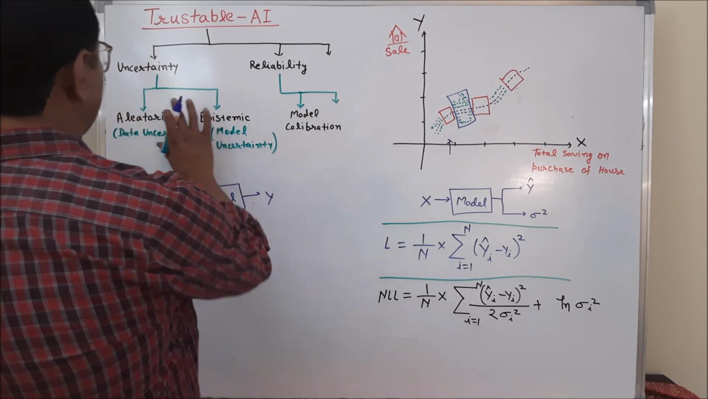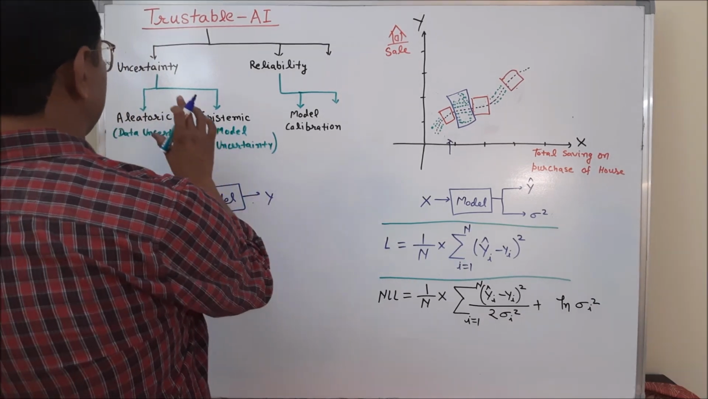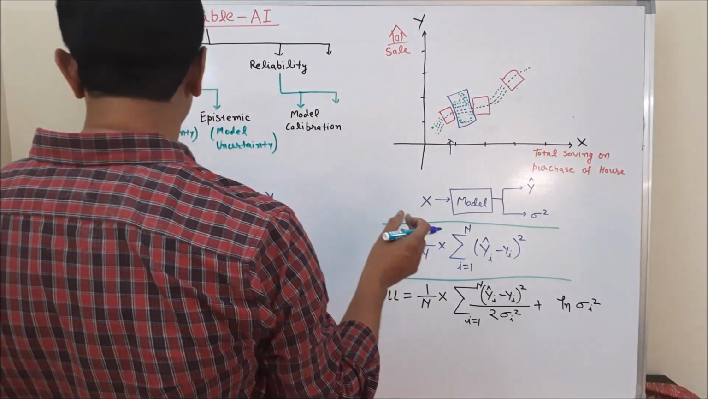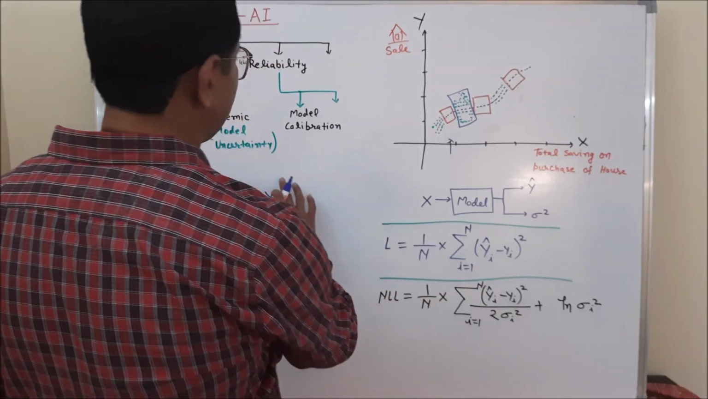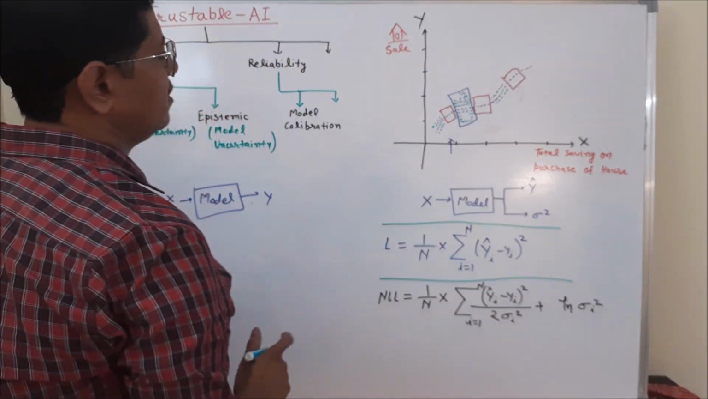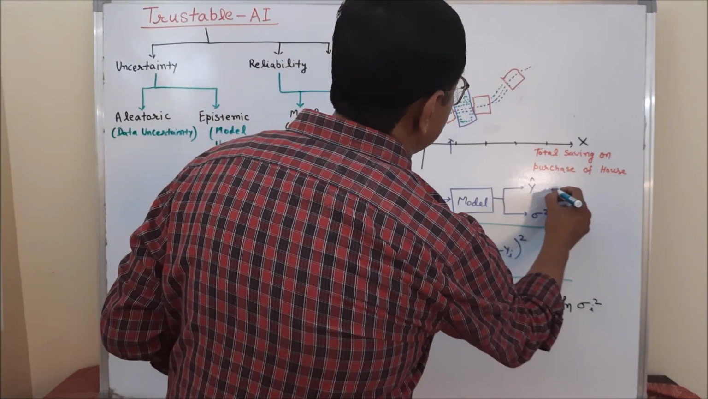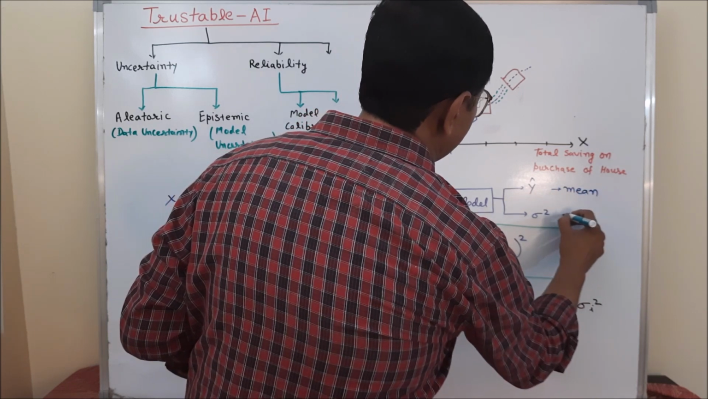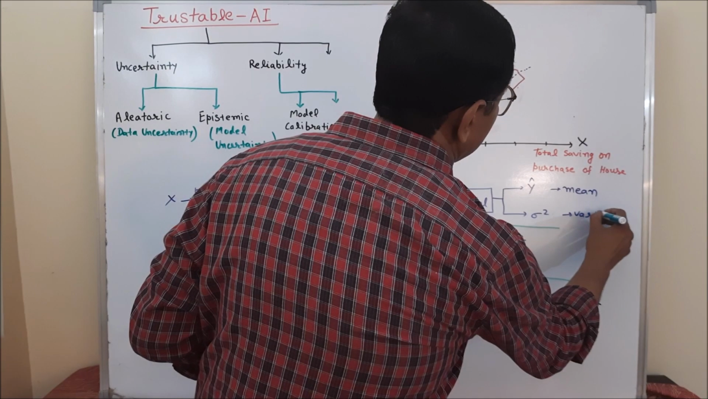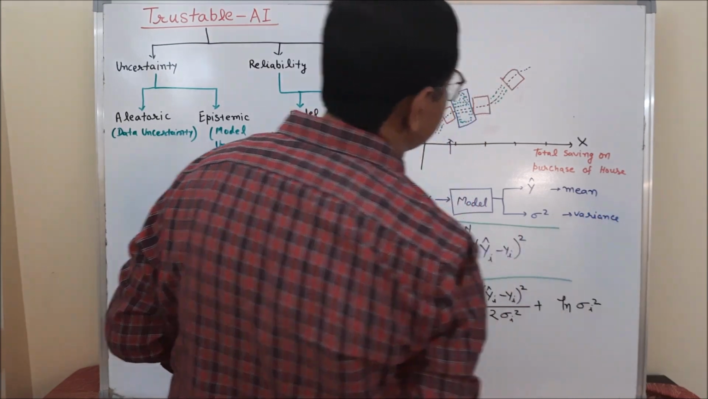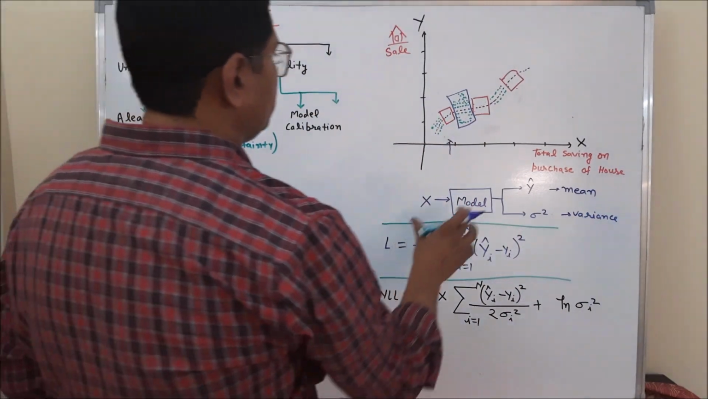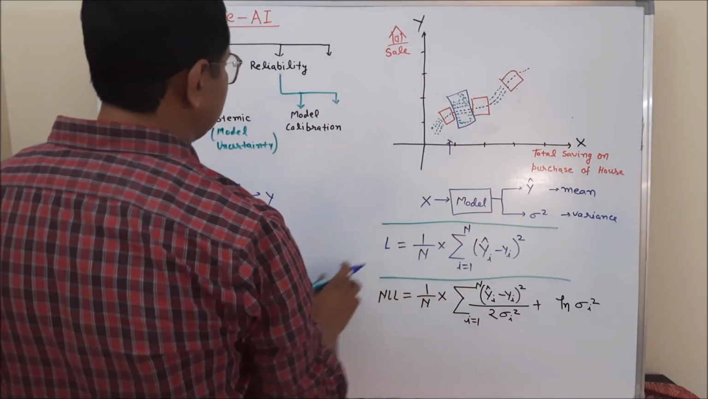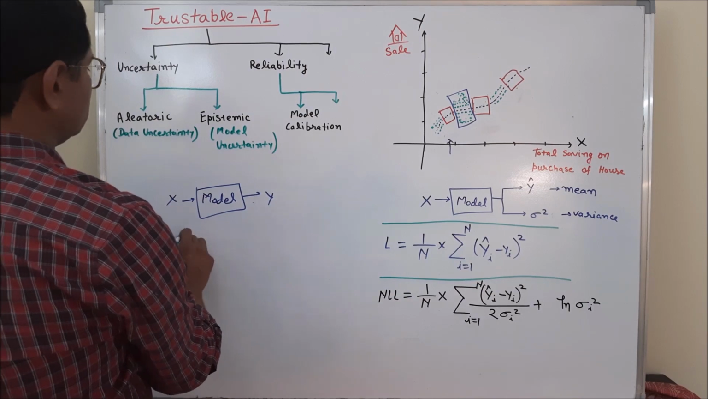But to remove the aleatoric data uncertainty points, we make slight changes in the model. Instead of just predicting the output, we predict two things: mean and variance. To predict the mean and variance, we also have to change the loss function.